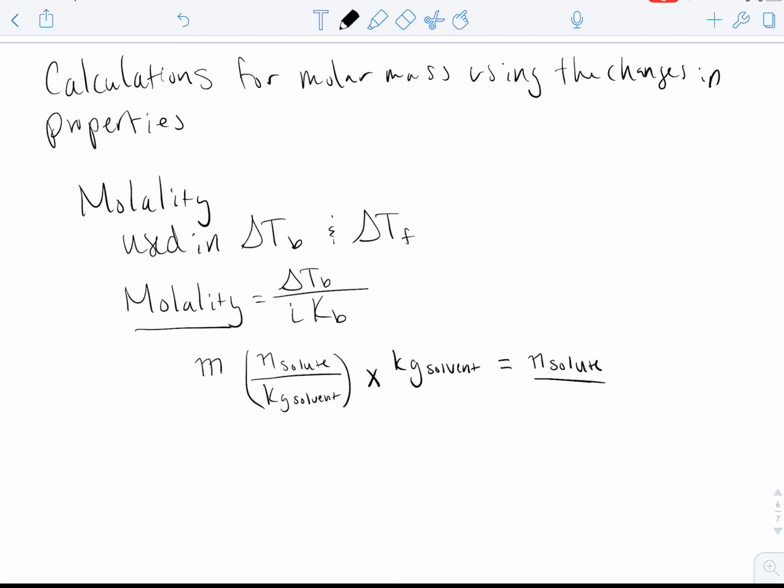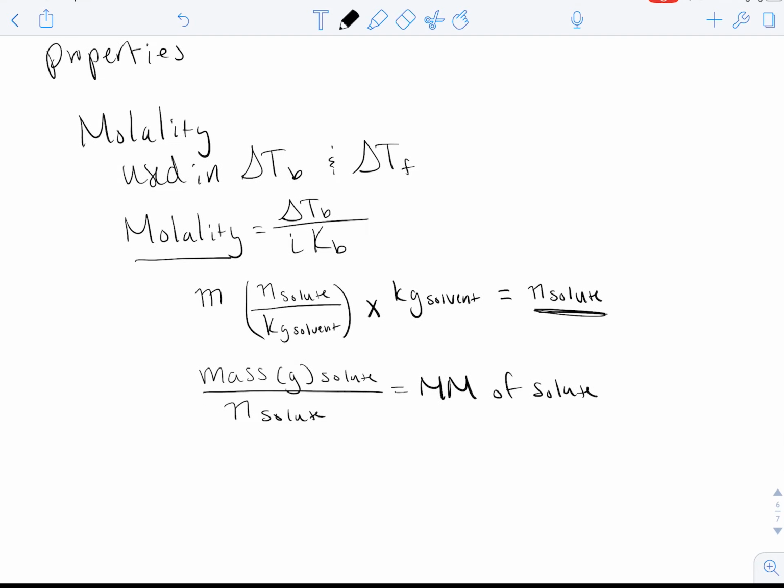Okay, so after we've solved for our moles of solute, we can then take our mass in grams of our solute and divide it by our moles of our solute. That'll give us our molar mass of solute. In order to use this, we have to have our mass of our solute, our mass of our solvent, and our boiling point elevation.